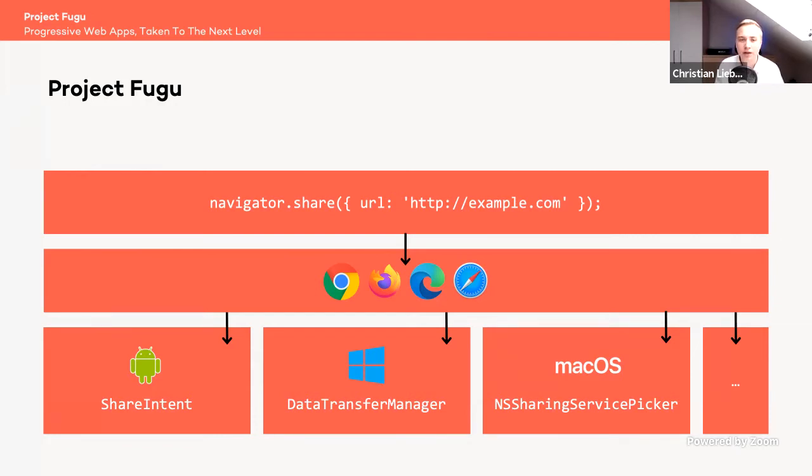So again, you don't have to worry about which system you run on. You just call one API and it will work, at least if it is available, because this API, of course, is not available on legacy browsers. Currently, it's available on Chrome on Android, on Edge on Windows and Android, and on Safari on macOS and iOS. So that means there are still some browsers that do not support this API.